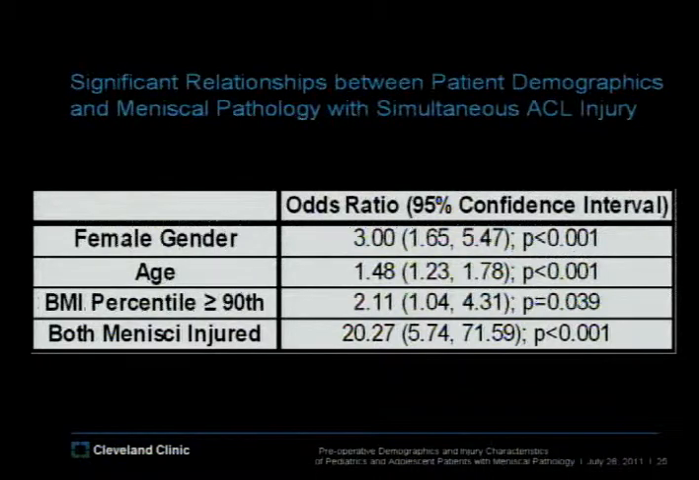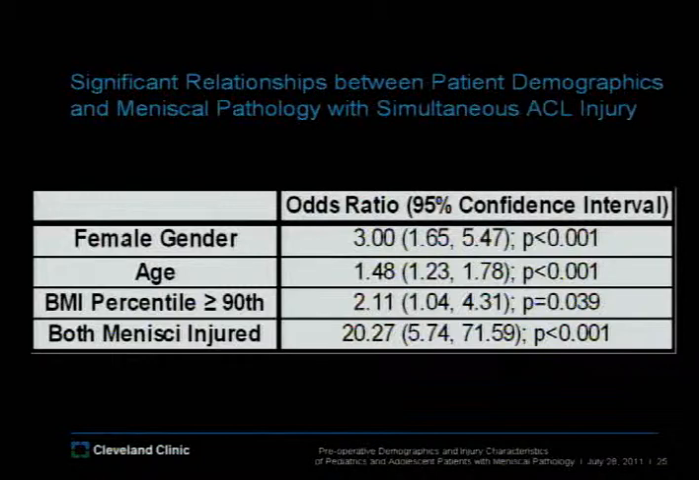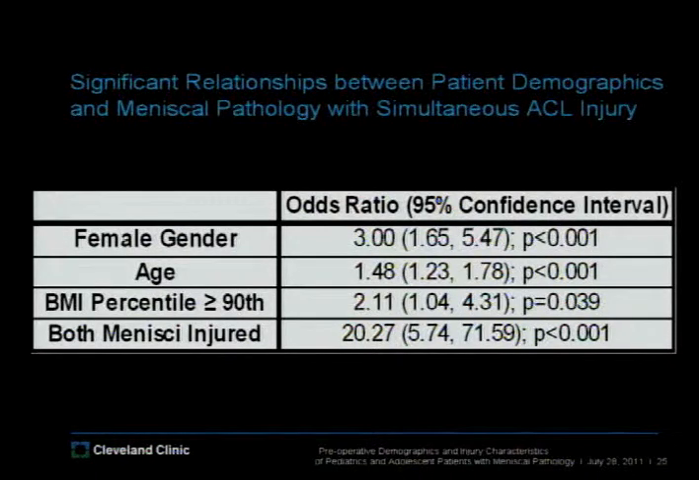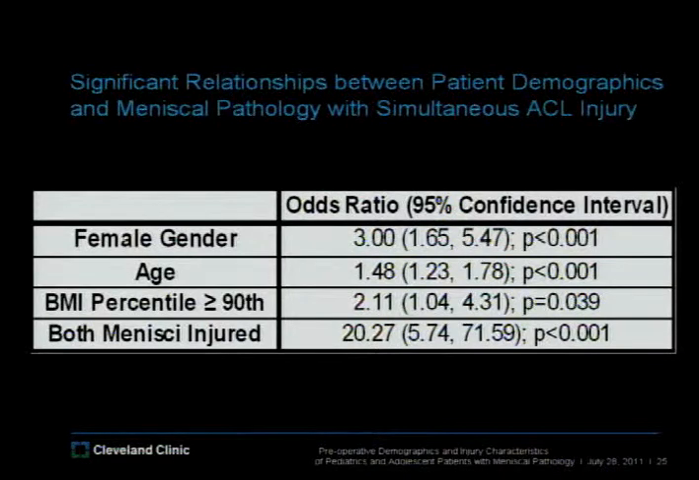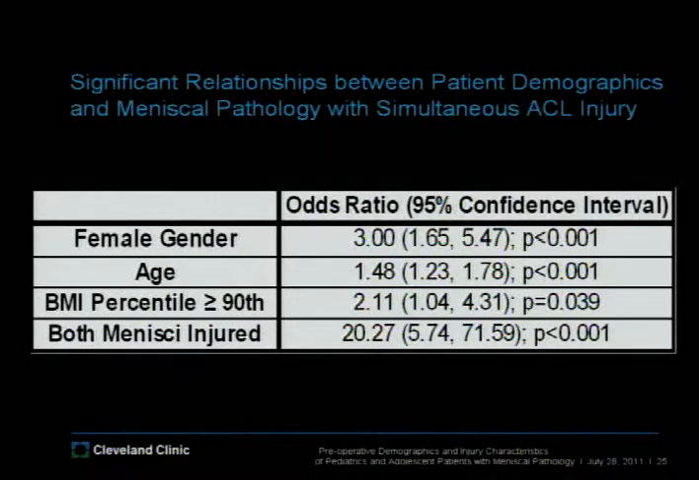And this complicated chart shows significant relationships between the patient's demographics and the meniscal pathology in addition to ACL injuries. So the number 3 you see there next to female gender would indicate that females were 3 times more likely to have an ACL injury in addition to their meniscal injury as compared to males. And the age would mean that adolescents who were older were 1.48 times more likely to have an ACL injury that was simultaneous with meniscal pathology.